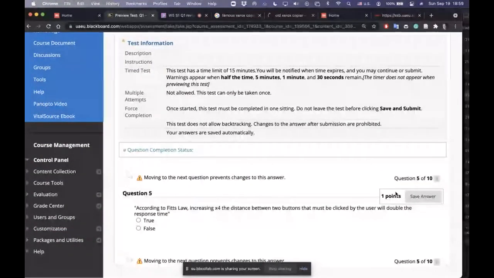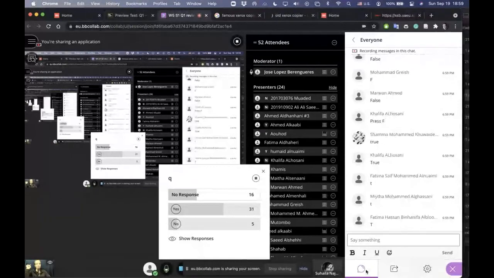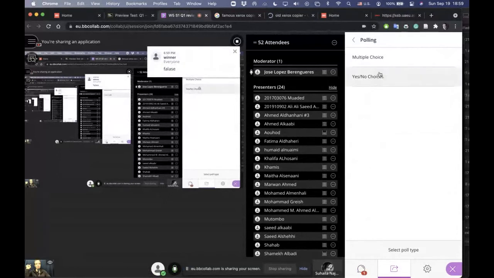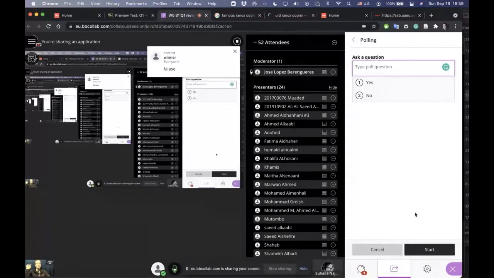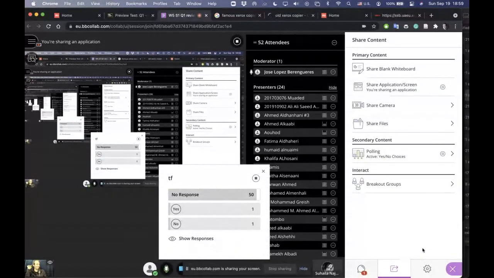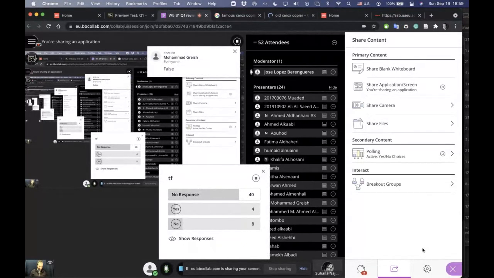According to Fitts's law, increasing 4 times the distance between two buttons that must be clicked by the user will double the response time. True, false. True. Everybody true? Let's do a quiz on this one. Quiz, polling, multiple choice. Say yes for true and no for false. Okay, the class is divided. Interesting.